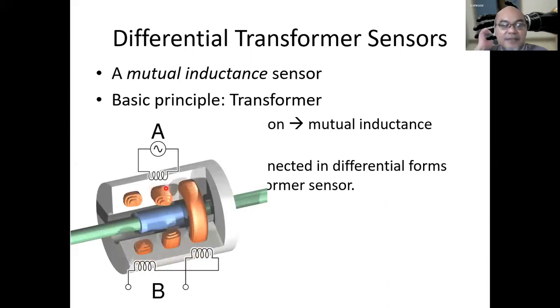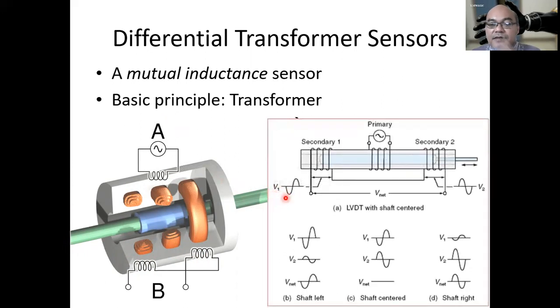So then they will cancel each other. The subtraction will be zero. However, when the core moves due to the translational motion of the shaft, for example, if it moves to the left here, then more magnetic field will be captured by the coil on the left rather than by the coil on the right. So the difference between the magnetic fields of these two will not be zero anymore. Yeah, the subtraction. So like this.